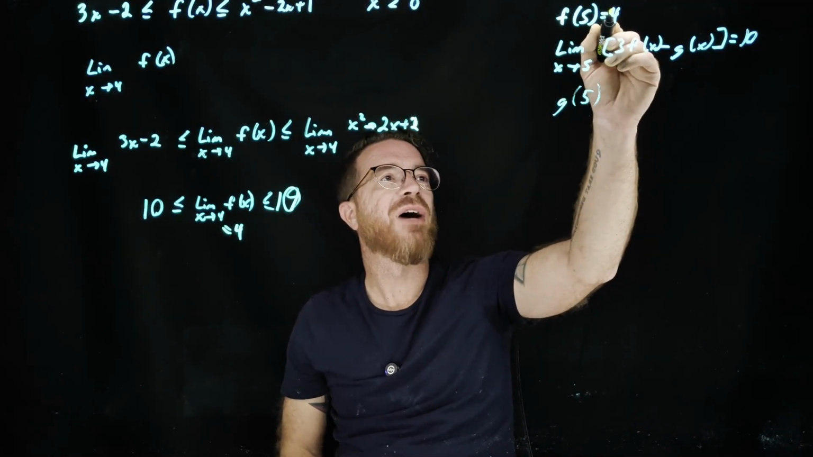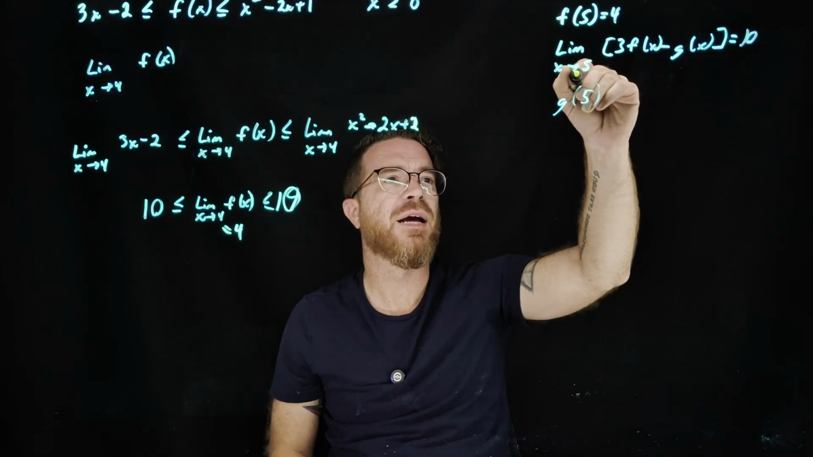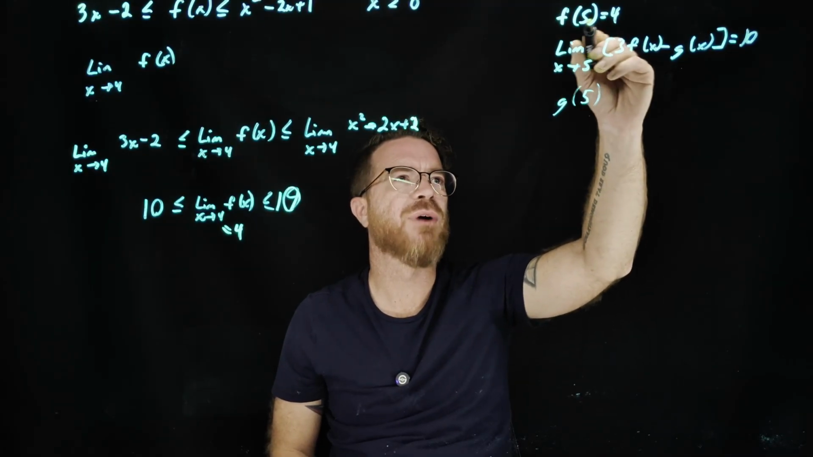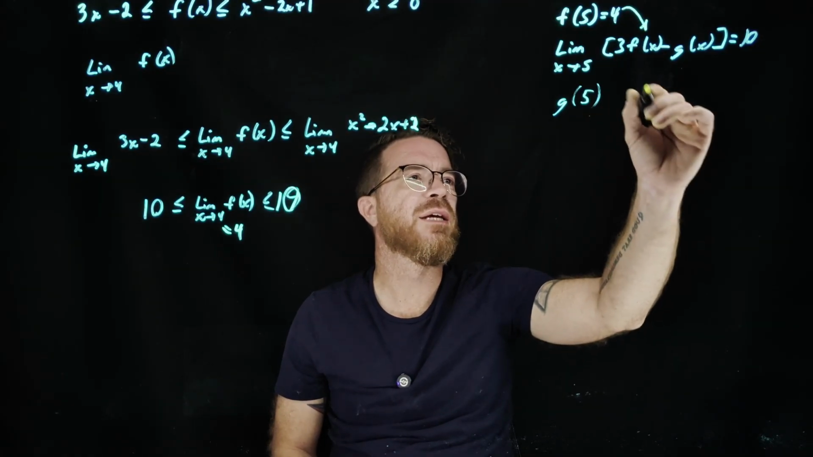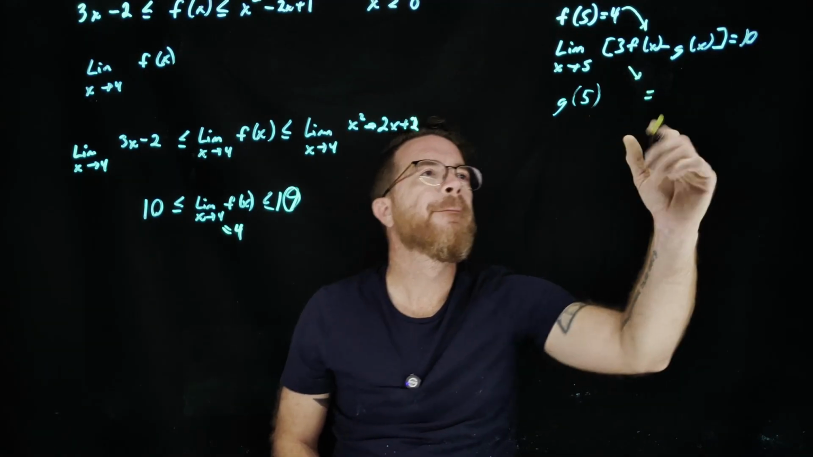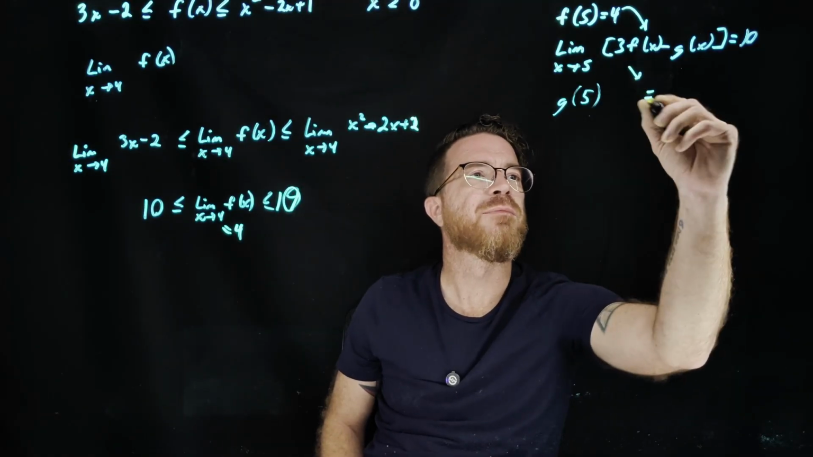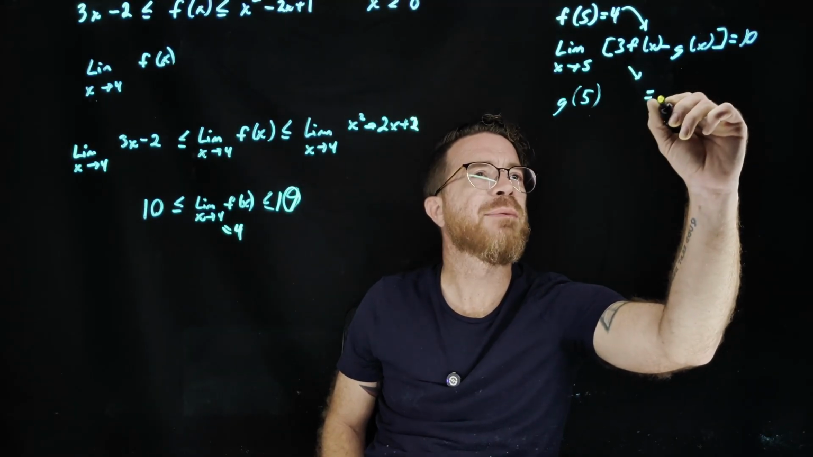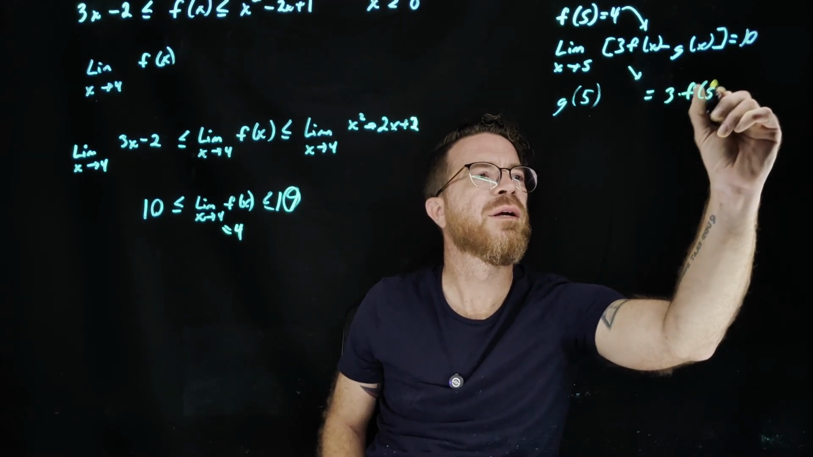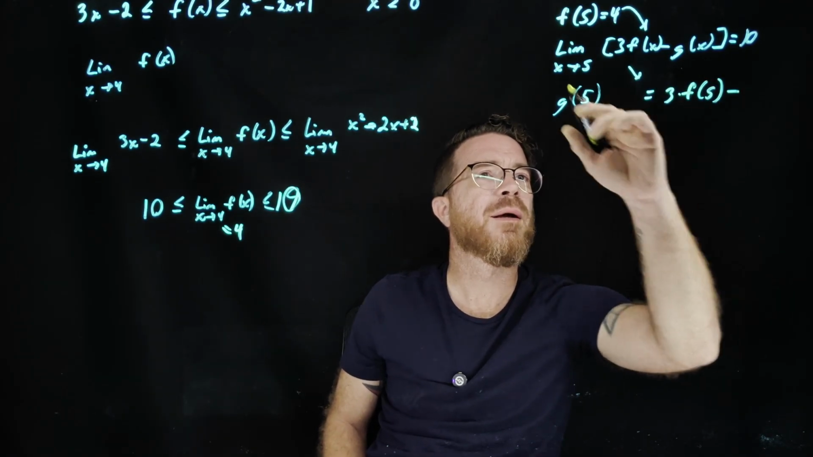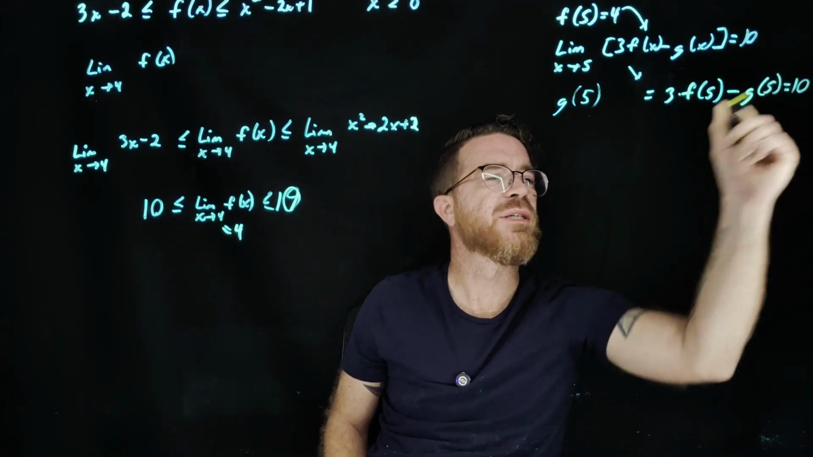So what we're going to do is take our f of 5, right? This is the function f of x at 5, as x approaches 5, and we're going to plug that in to here. Actually, I'll just write it out. So the limit, as we apply it, will be 3 times f of 5 minus the limit as we plug in 5, this will be g of 5, and that equals 10.